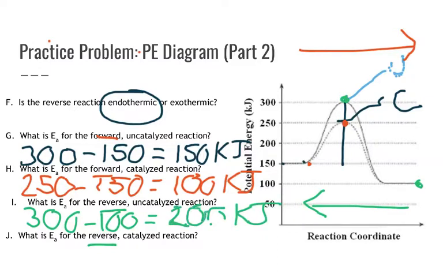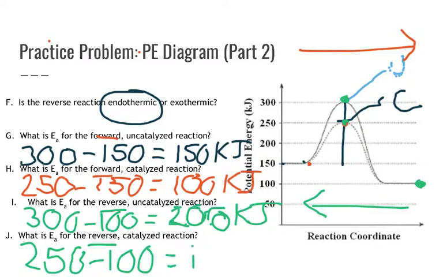Okay, where J asks for the reverse catalyzed reaction, so we're still starting at 100, but this time we're only going to 250. So you'd have 250 minus 100, which equals 150 kilojoules. And these are all in kilojoules, because remember, that's what we look at, delta H in joules or kilojoules.